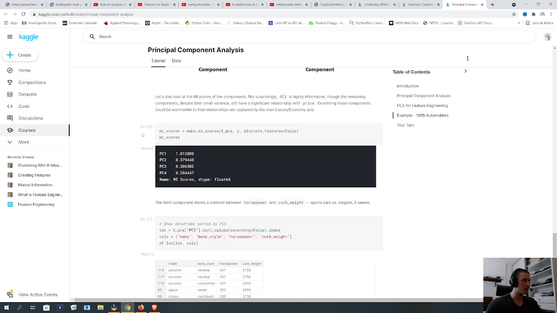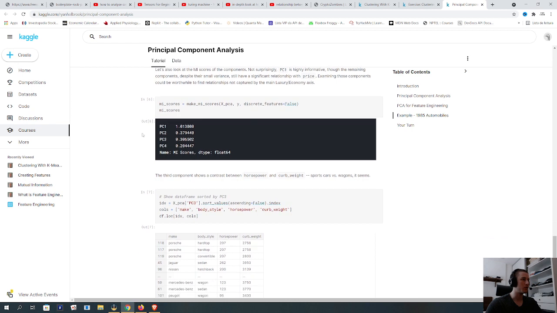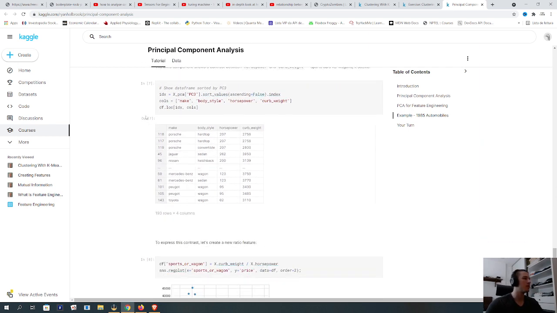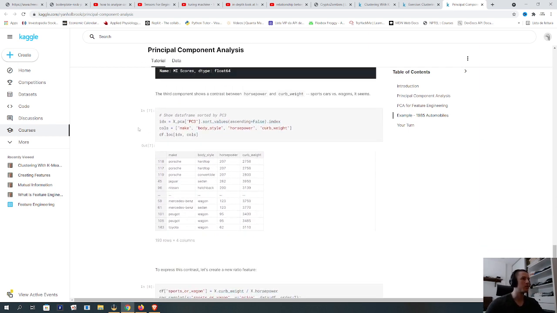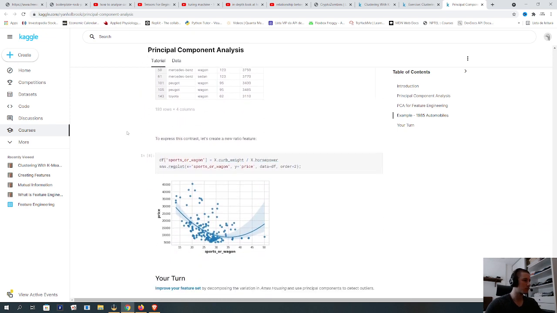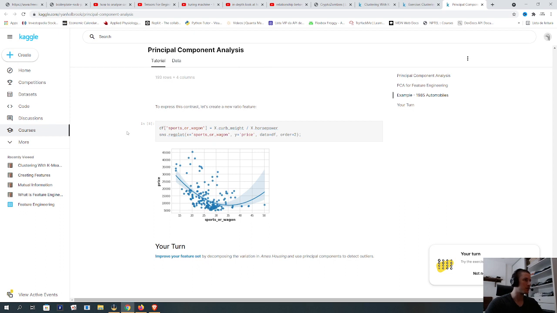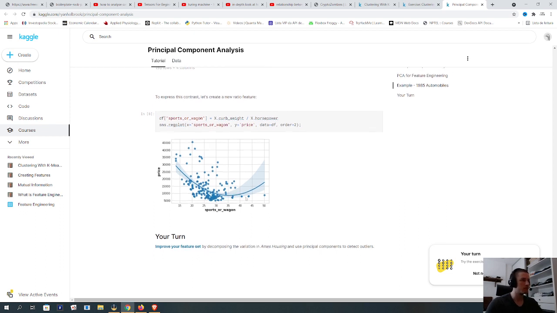Let's also look at the MI scores of the components. Not surprisingly, PC1 is highly informative. Though there are many components with small variance, they still have a significant relationship with price. Examining those components could be worthwhile to find relationships not captured by the main luxury/economy axis. The third component shows a contrast between horsepower and curb weight. To express this contrast, let's create a new ratio feature.